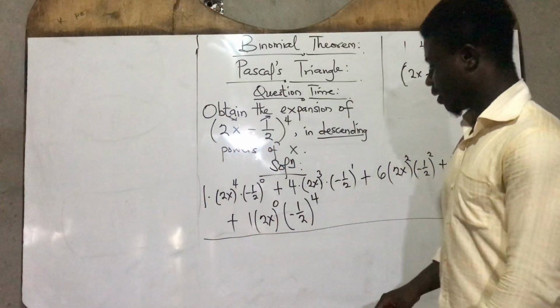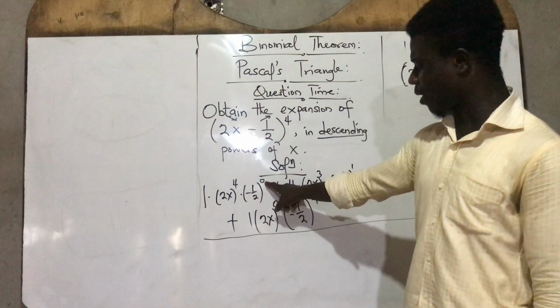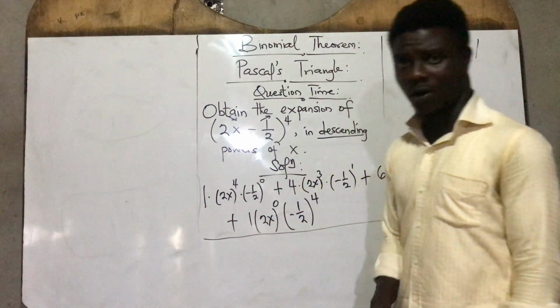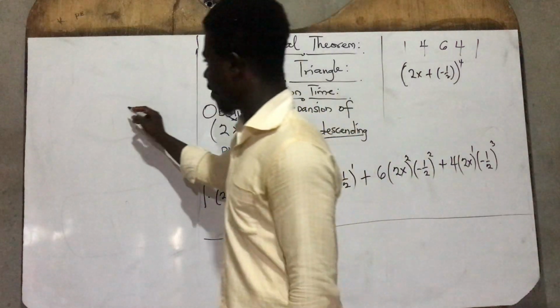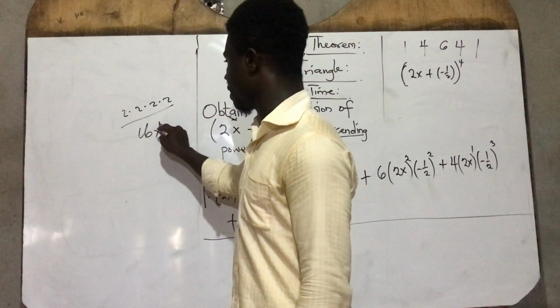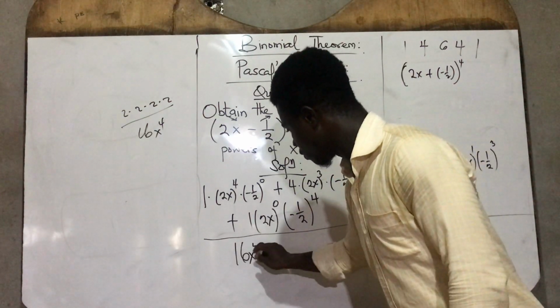You have to simplify. So I have 1 being multiplied by this negative power. 4 to the power 0 is what? 1. So I'm left with what? 2x all to the power 4. And 2x to the power 4 is what? 16, right? Because 2 times 2 times 2 times 2 is 16. So 16x to the power 4. So I get here to be 16x to the power 4.